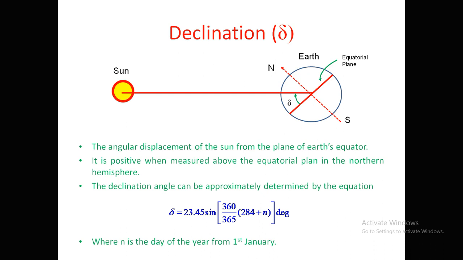In that way we calculate n from 1st January onwards, and simply place it in the formula, so that you will get the declination angle delta on that particular day. Okay, so this is the second angle. Let us move on to some other angles.